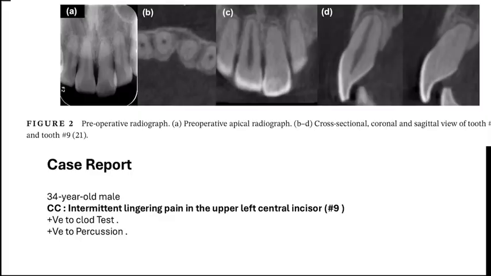A 34-year-old male Chinese patient presented with the chief complaint of intermittent lingering pain in the upper left central incisor, with clinical findings of positive response to cold test and tenderness to percussion, and radiographic findings of pulp canal obliteration with partially blunted root apex and widening of the periodontal ligament space. The tooth was diagnosed with symptomatic irreversible pulpitis, and non-surgical root canal treatment with the aid of the robotic navigation system was planned.